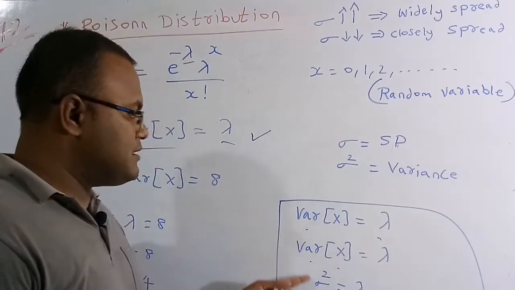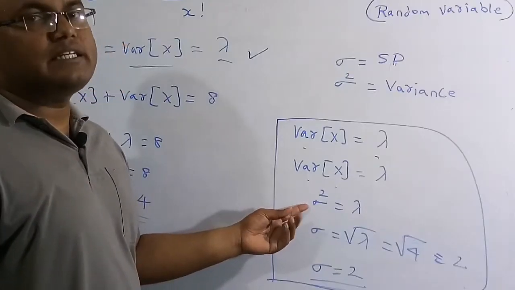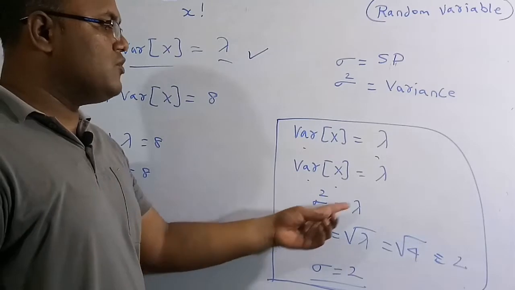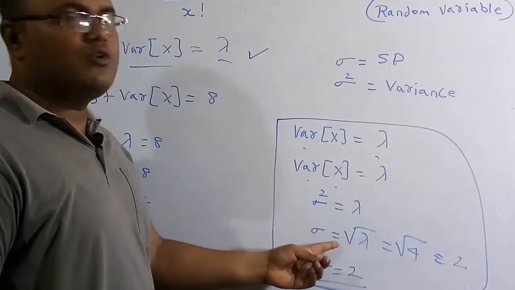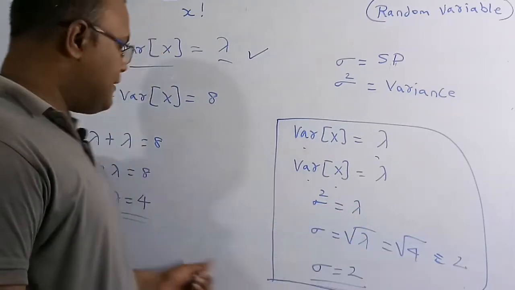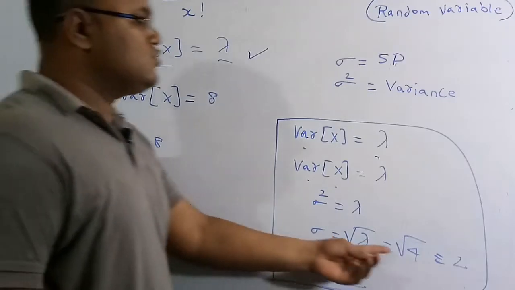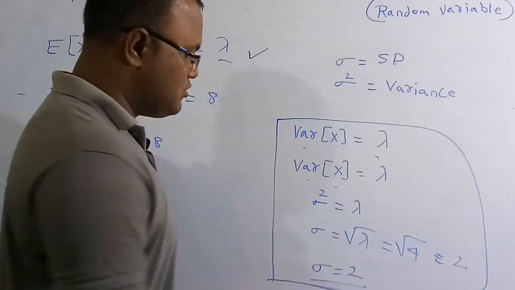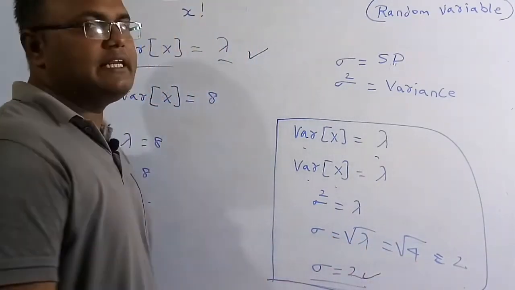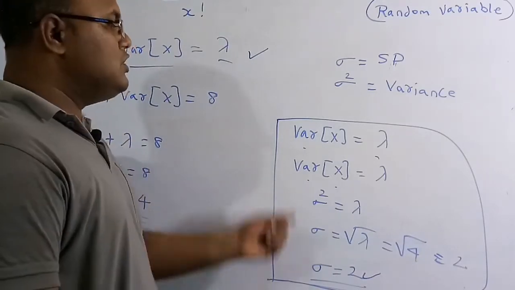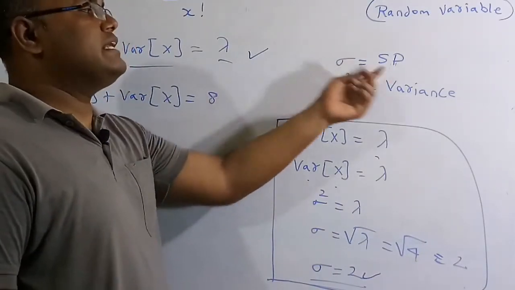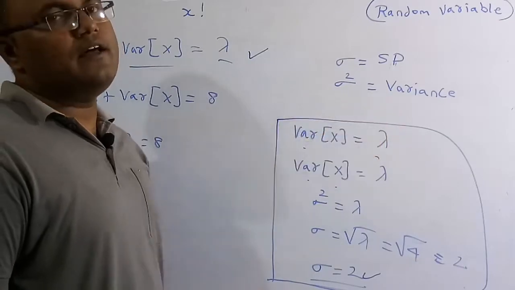So variance is simply the square of the standard deviation, which is sigma square is equal to lambda. So sigma is equal to the square root of lambda, but we know the lambda value is equal to 4. So the square root of 4 is equal to 2. Therefore sigma, the standard deviation, is equal to 2. If sigma is called the standard deviation, then sigma square is called the variance.